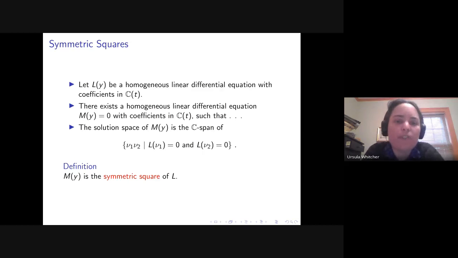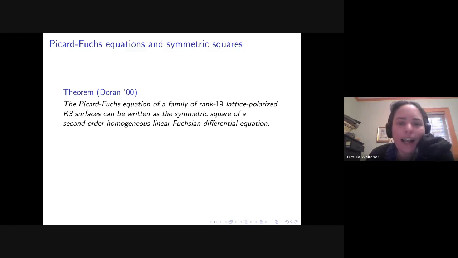And there's even more structure using this idea of a symmetric square. If you have two differential equations, you can look at, okay, what is the differential equation whose solutions look like products of our original differential equation? And in fact, if you take rank 19 K3 surfaces and look at their Picard-Fuchs equation, then you get something that looks like the symmetric square of a second order differential equation.